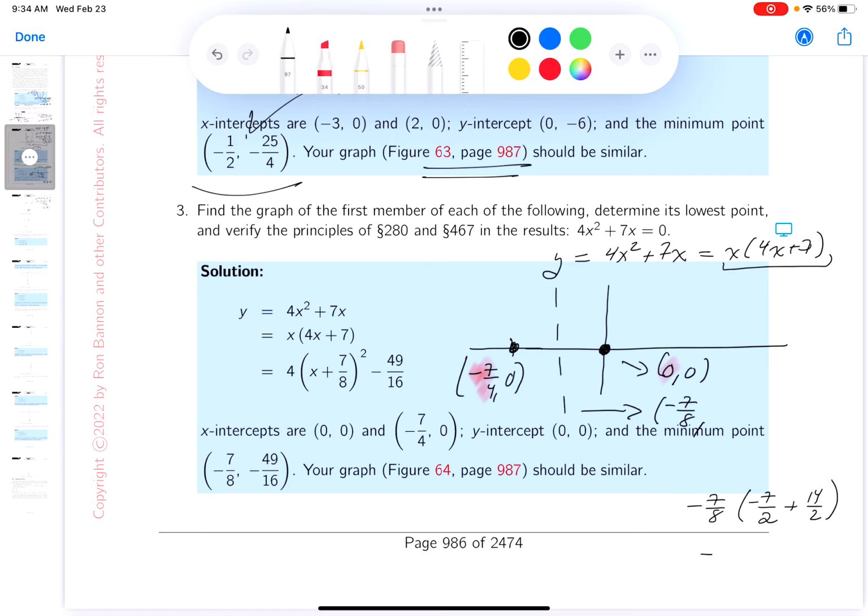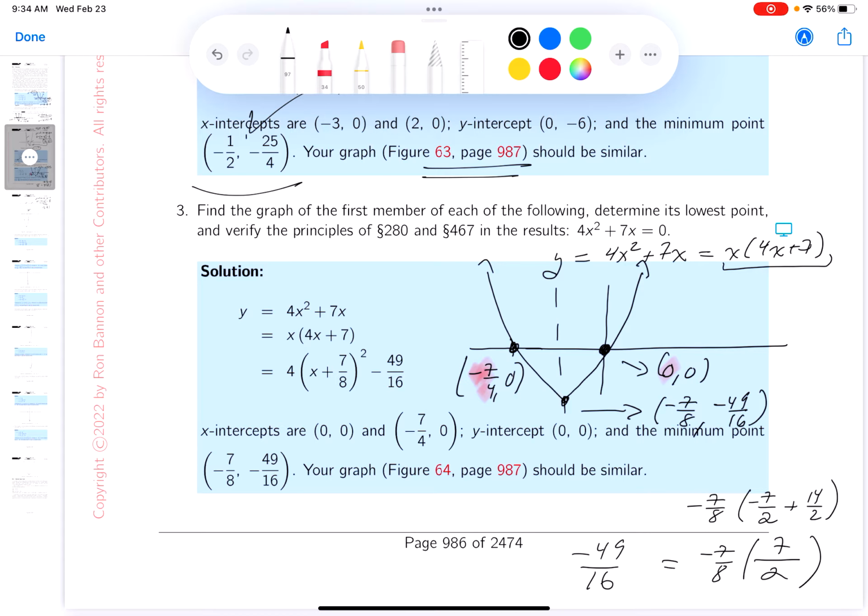What does that give you? Minus 7/8 times 7 over 2, and you get minus 49/16. That's a point. I'm going to say maybe about here, and draw a picture. And again, these are kind of rough pictures. Something like this over here, a parabola.